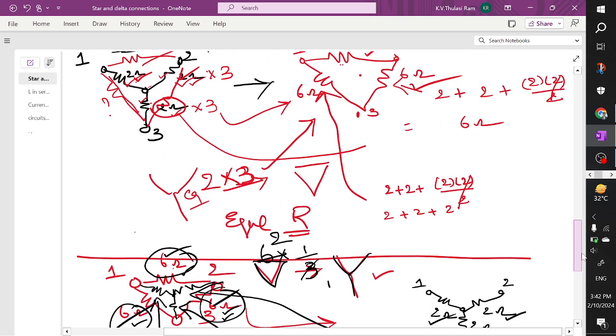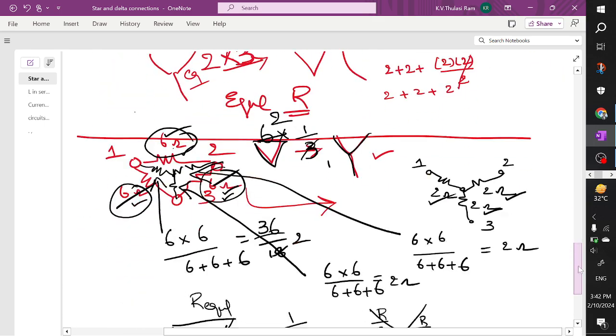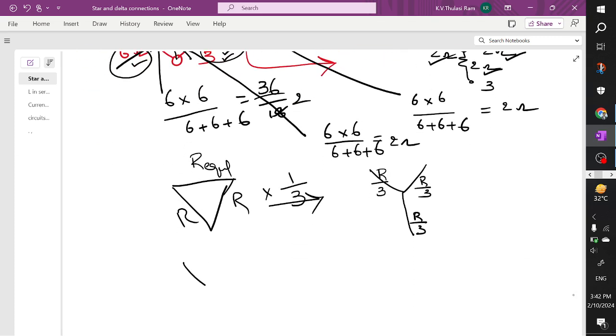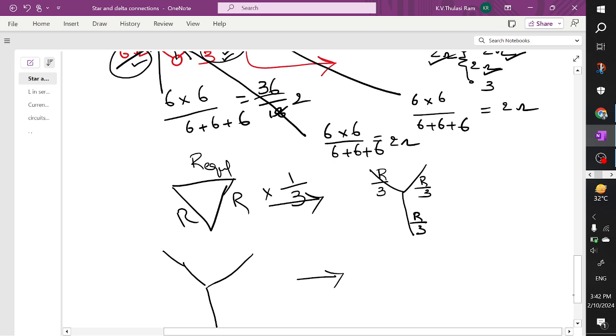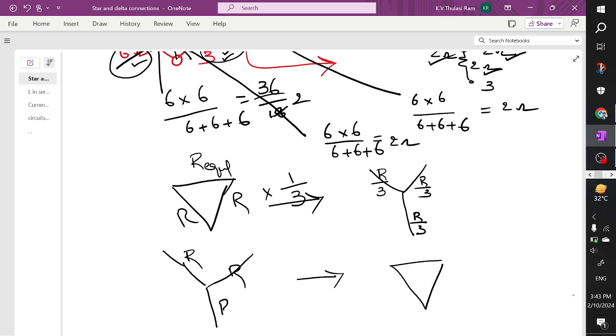And the reverse will happen in this case. When you have a star connection and we are converting this into a delta connection, each value is R, R, R. And this will be multiplied how many times? 3 times. Then you are going to get each value as 3R, 3R, 3R.